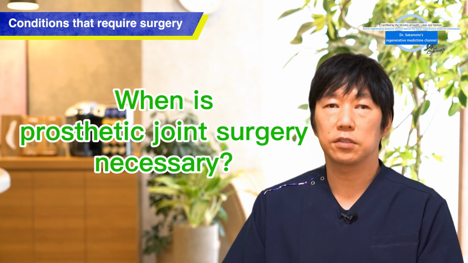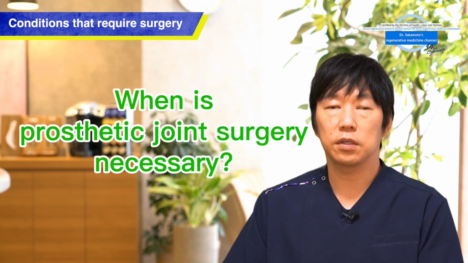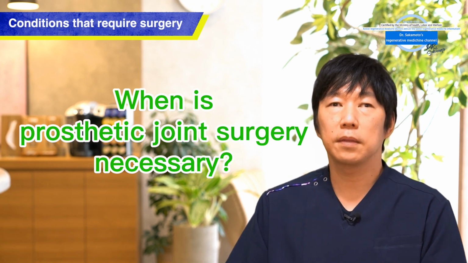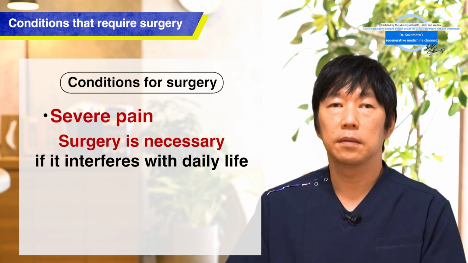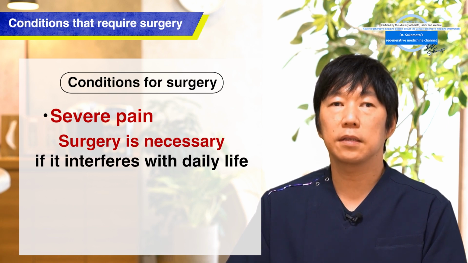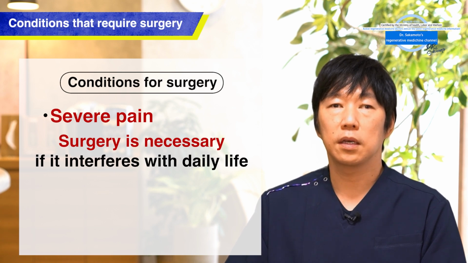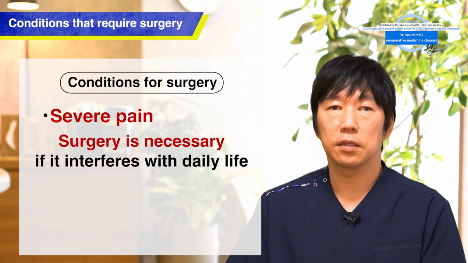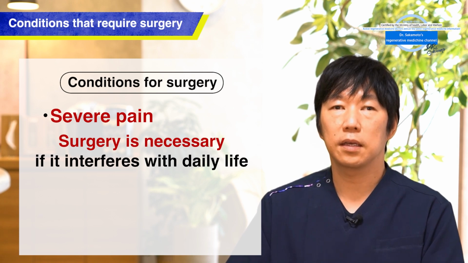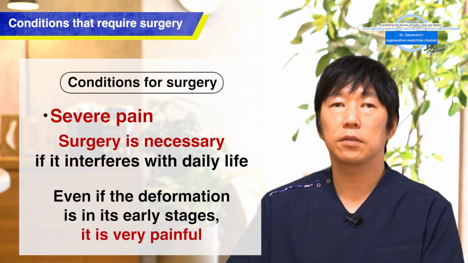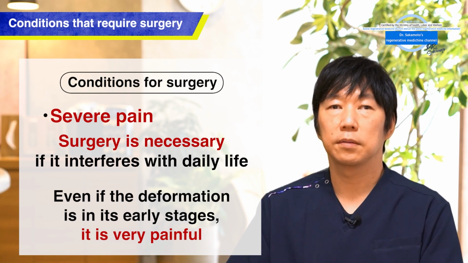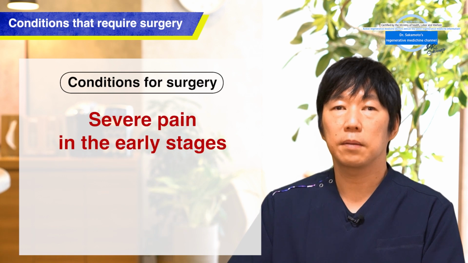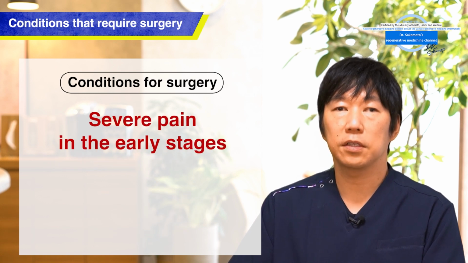Now, let's talk about the situations where surgery of prosthetic joint implant becomes necessary. Surgery is necessary in cases of severe pain. If the pain in your daily life is extremely unbearable, or if it's so severe that you can't work, you have to consider having a surgery. On the other hand, even if the deformation is quite severe, if there's not much pain, you don't need to opt for surgery. And in some cases, the hip can be quite painful even in the early stages of deformation.